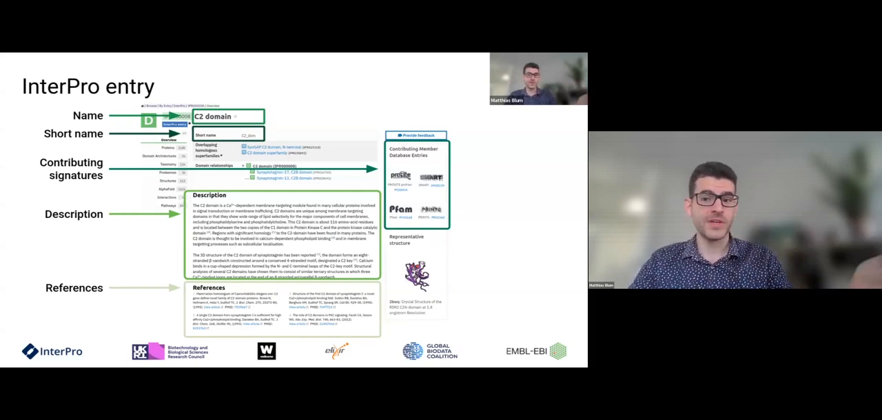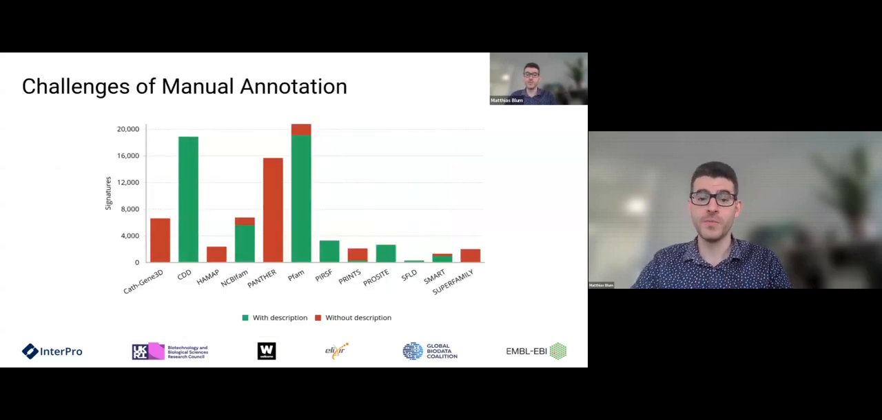So when a member database provides a complete pre-annotated description of families or domains, it's easy to create an InterPro entry because we can just reuse their description. But not all families and domains come with annotation, and some databases often lack descriptions and references. This means our curators must manually create annotation by searching the literature, which is both labor intensive and time consuming. And ultimately, this slows down the integration process.